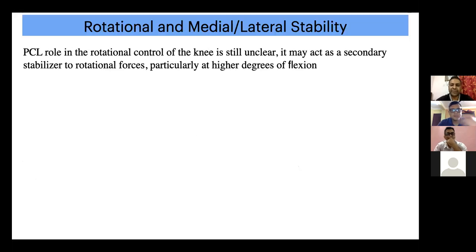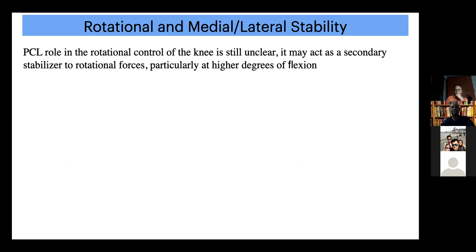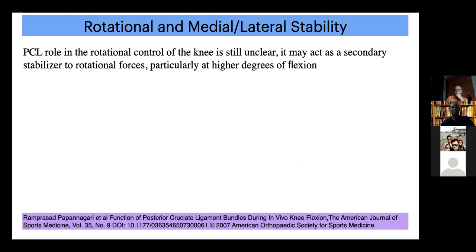Rotational and medial-lateral stability. The PCL's role in the rotational control of the knee is still unclear. It may act as a secondary stabilizer to rotational force, particularly at high degrees of flexion.